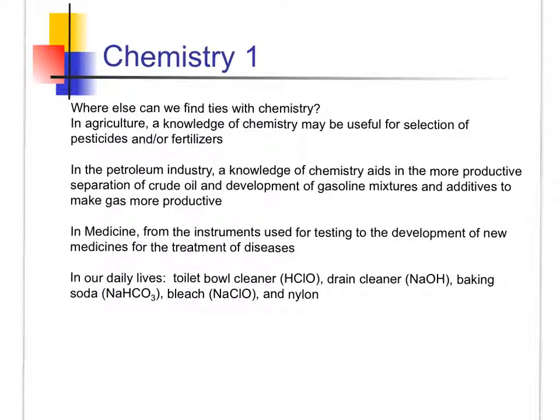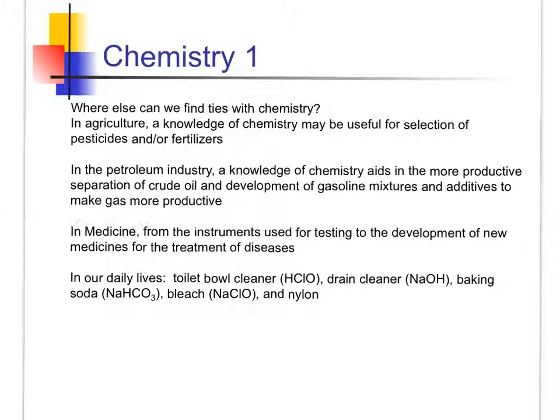So where else can we find ties to chemistry? In agriculture, a very common industry in this area, we use it to make sure that you're using the proper pesticides and or fertilizers. If you don't use pesticides, you are susceptible to potential bugs of some sort. But if you don't use fertilizers, you can also not grow as high a yield.